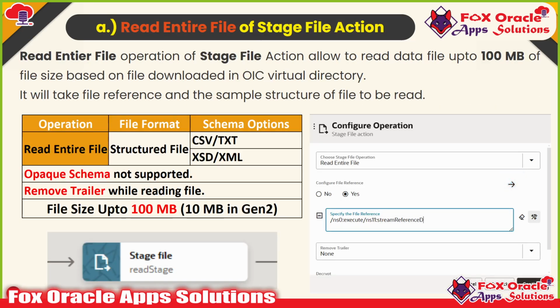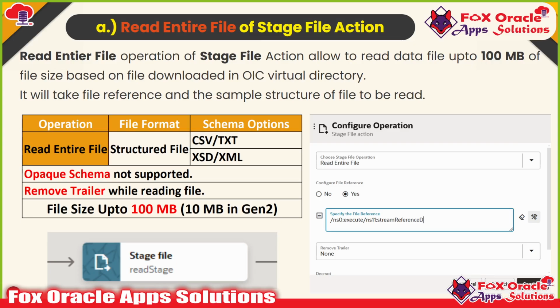So let's move to the operations provided by a stage file. The first operation is read entire file. The read entire file operation of a stage file action allows us to read the file which is available in the OIC virtual directory. That file in the OIC virtual directory can be coming from a file server, or we may have downloaded it from a UCM server or somewhere else.